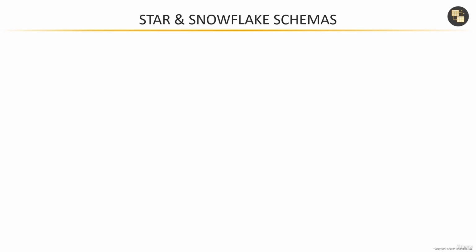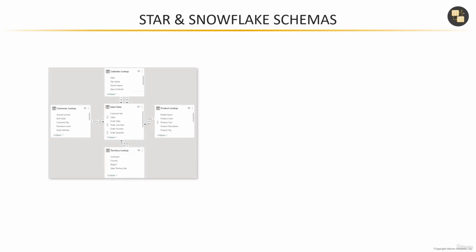All right, the next topic that I want to cover is something called the model schema, which basically describes how a model is structured, how the tables are laid out and organized, and how they relate to one another. And there are two very common types of schemas that we're going to talk about here, called star and snowflake schemas. So first up, imagine a model that looks like this.